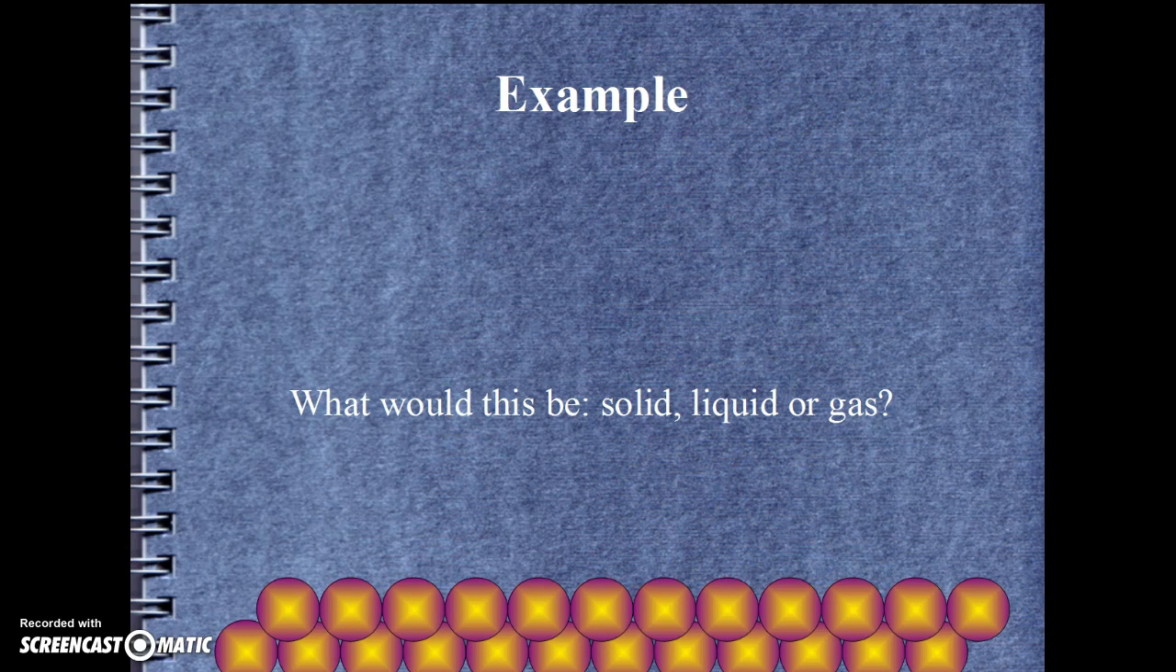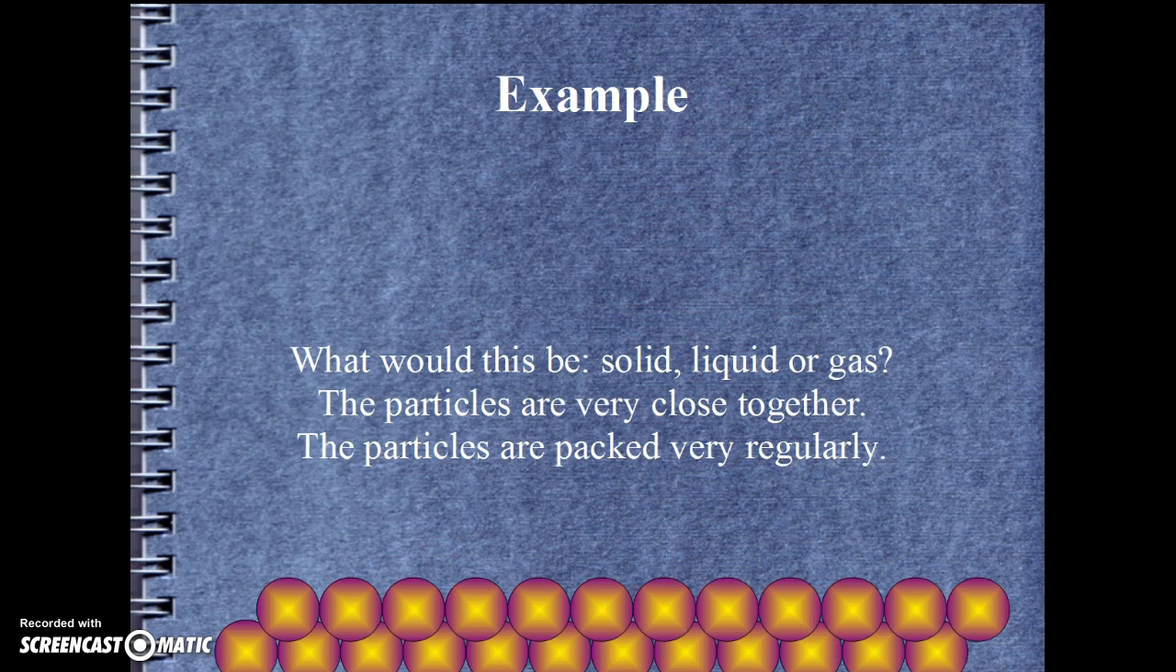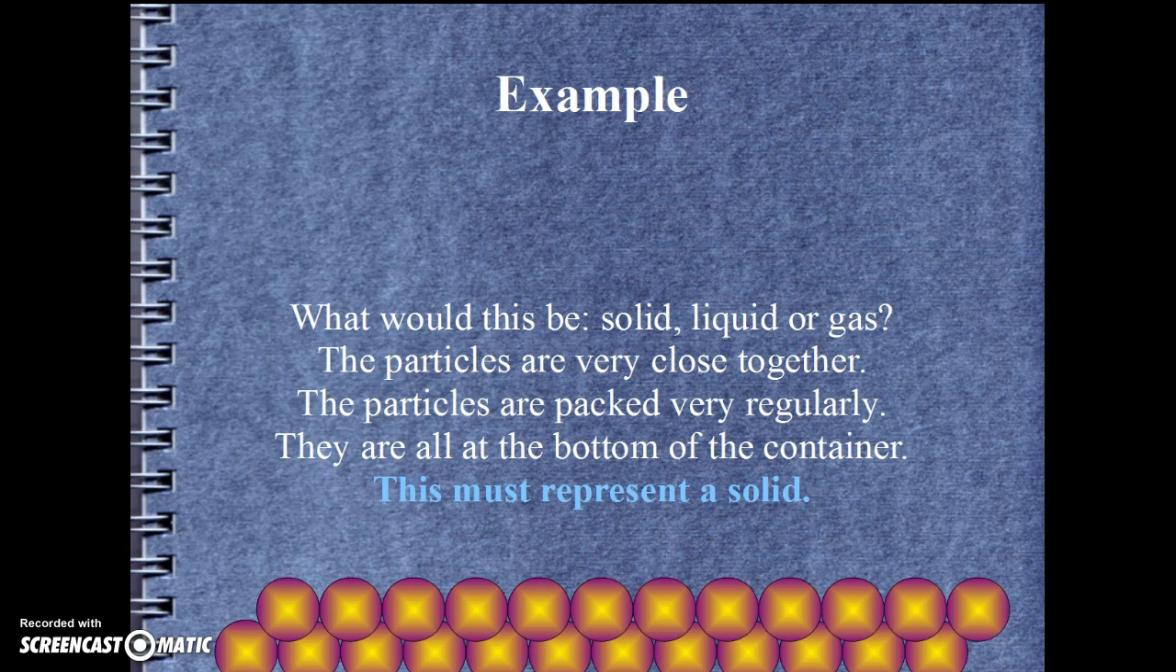Let's look at an example and you'll see how useful matter maps can be. What would you think that this would be? A solid, a liquid, or a gas? Well, the particles are very, very close together, so they can't be a gas. They are packed very, very regularly, so they really can't be a liquid. And of course, they're all at the bottom of the container, not scattered throughout. So they must represent a solid. This diagram is a matter map of a solid. Regularly packed particles, all at the bottom.